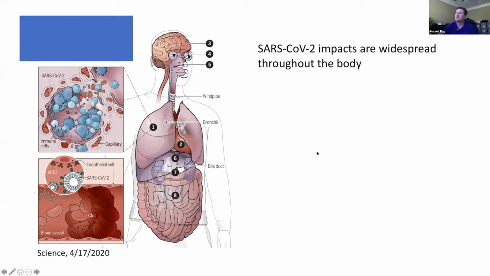SARS-CoV-2 infection has impacts that are widespread throughout the body. This is just an illustration from a recent lay review in Science. And the typical path for SARS-CoV-2 to come into the body is through droplets that then find purchase in ACE2-rich cells throughout the upper and lower airway, particularly in type 2 cells in the lung. And when they infect the lung, then what you get, of course, is a neural response and infiltration. You get diffuse alveolar damage. And this all results then in a progression of pneumonia into acute respiratory distress syndrome.